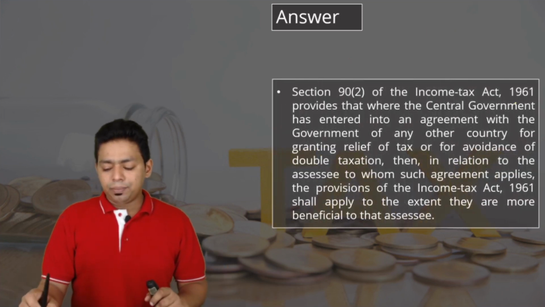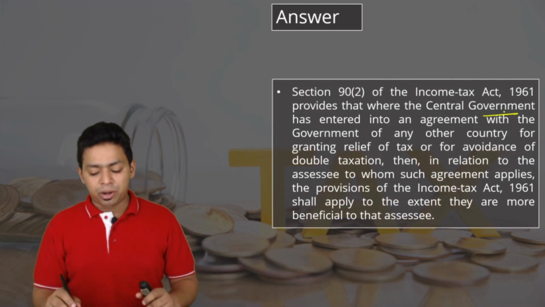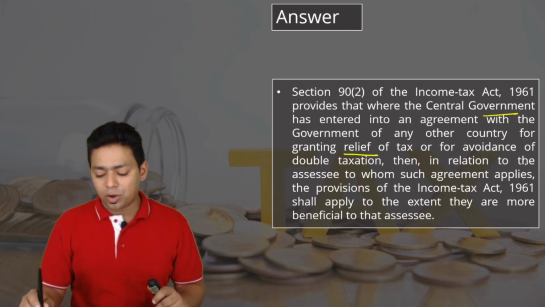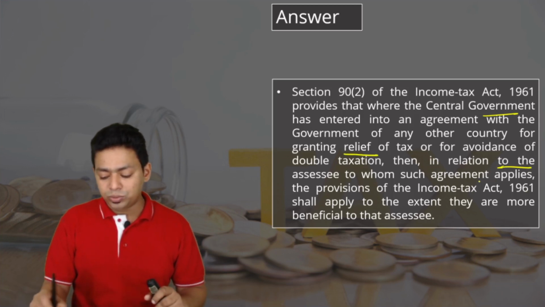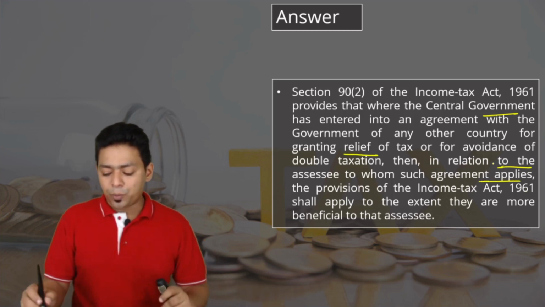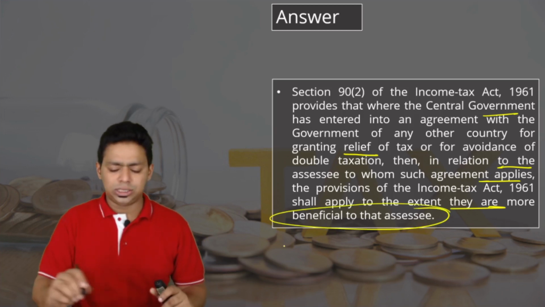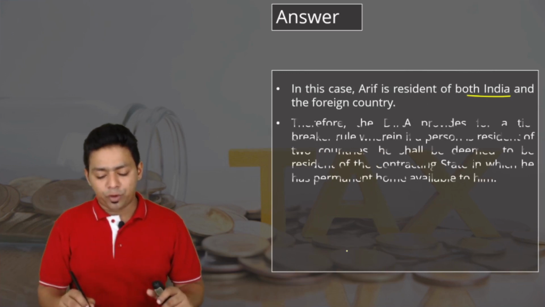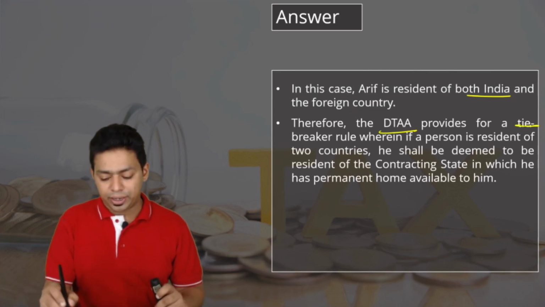Section 90 provides that where the central government has entered into an agreement with the government of another country for granting relief of tax or for avoidance of double taxation, then in relation to an assessee to whom such agreement applies, the provisions of the Income Tax Act shall apply to the extent they are more beneficial to the assessee. This is the plain law, section 90. In this case, Asif is a resident of both India and the foreign country. Therefore, DTAA provides for the tiebreaker rule. We call it the tiebreaker rule.